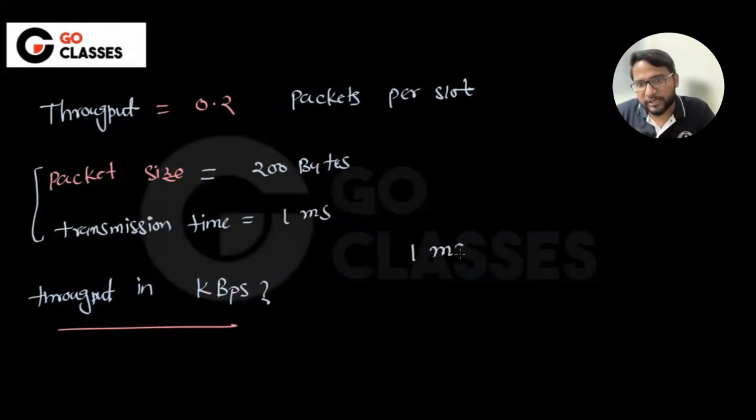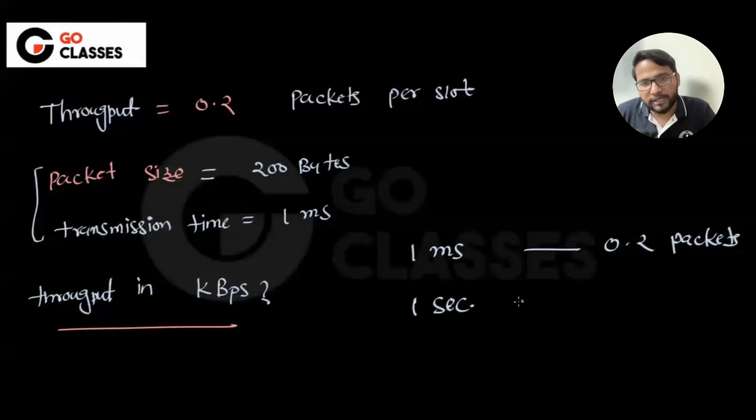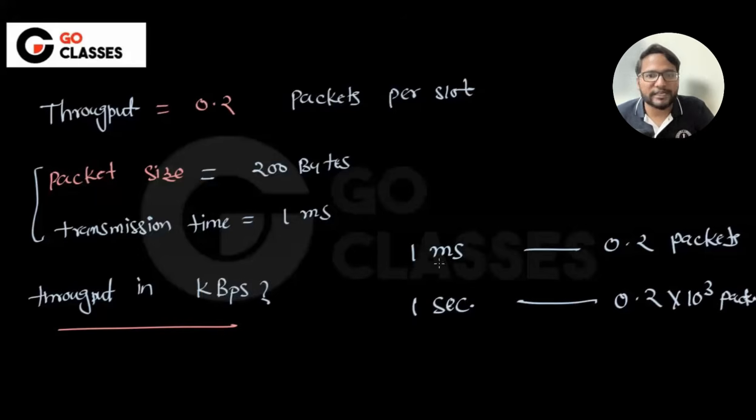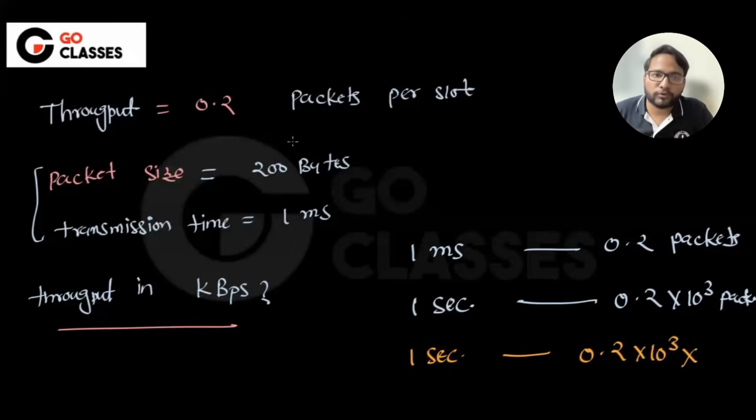In 1 millisecond, you are sending 0.2 packets, right? In 1 second, how many packets will you be sending? You will be sending 0.2 into 10 to the power 3 packets. Obviously, you just multiply 10 to the power 3 on both sides, and then you will get this. Obviously, you will be sending more packets in 1 second. Now, if I ask you how many bytes you are sending in 1 second, you will say into 10 to the power 3 into, one packet is 200 bytes, so 200 bytes. These many bytes you are sending.